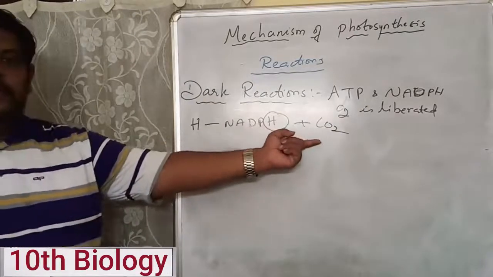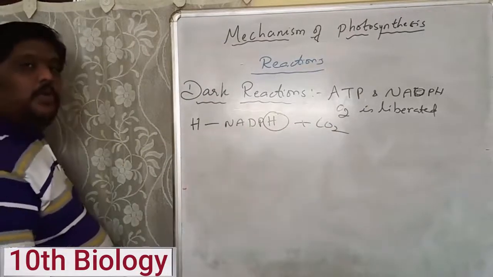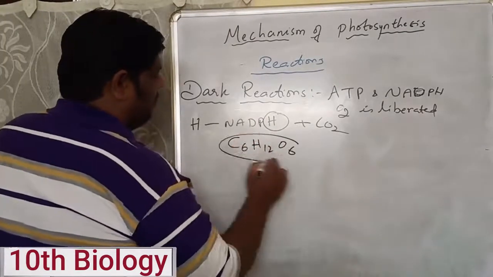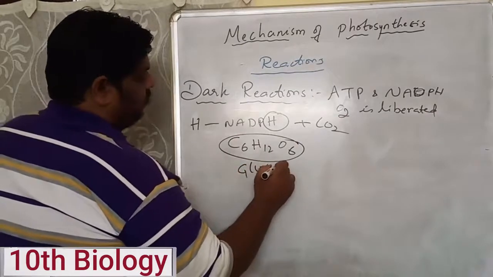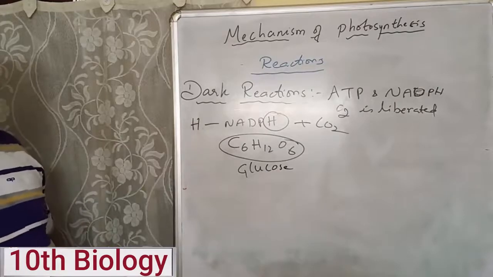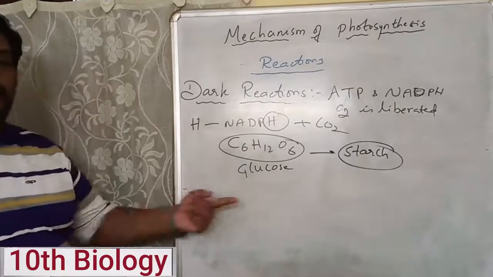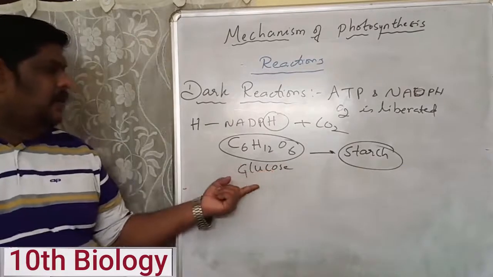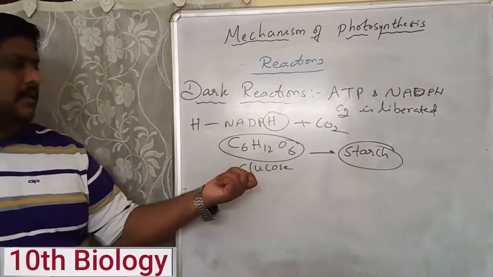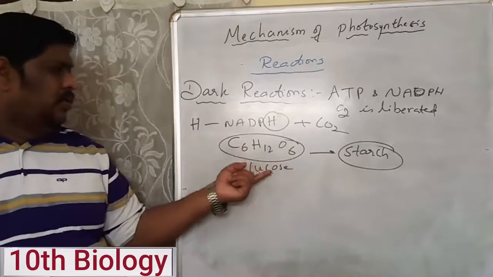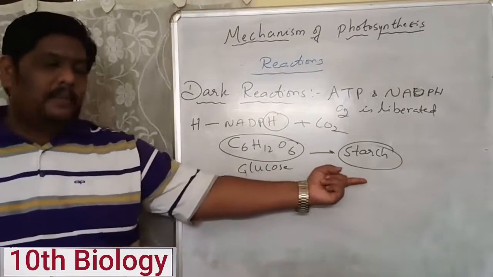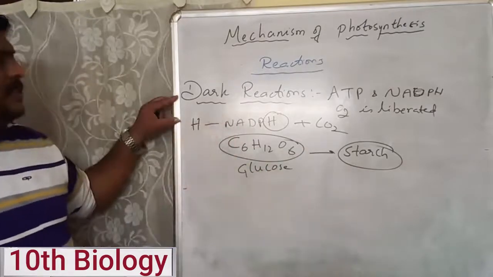the carbon dioxide, and it will form, what? They will form the glucose, and this glucose will form into starch. One is a simple carbohydrate, the other is a complex carbohydrate. Glucose molecules will come together to form starch. So there's not much difference between these two except simple carbohydrate and complex carbohydrate. So what happens in the dark reactions?